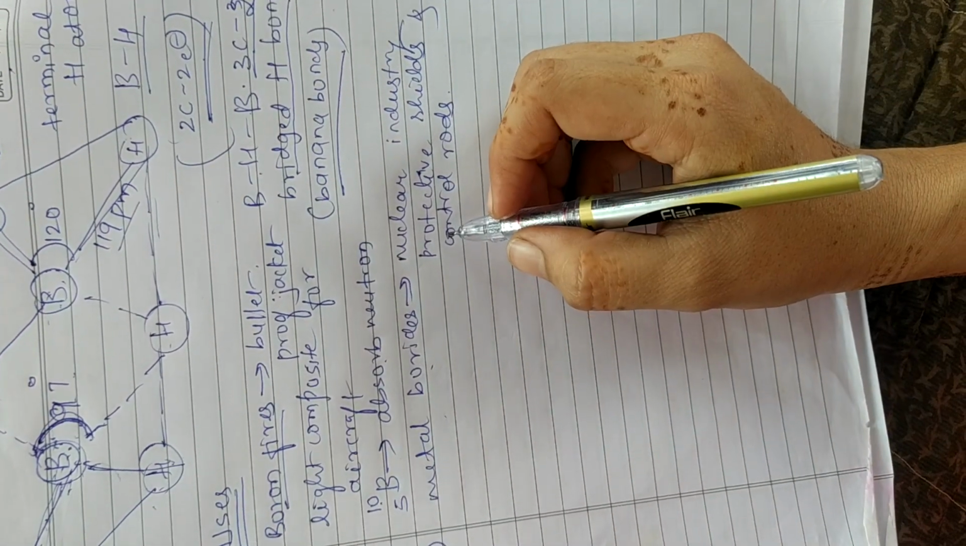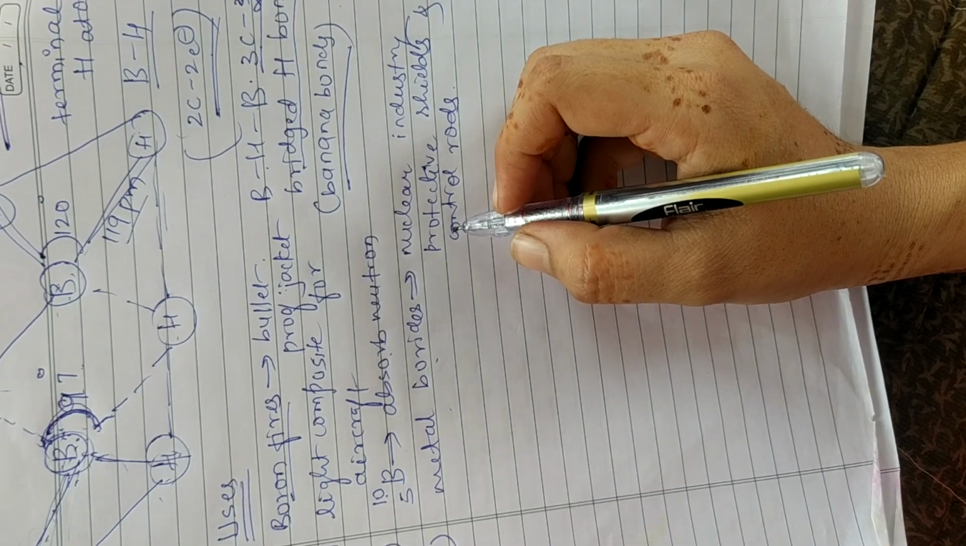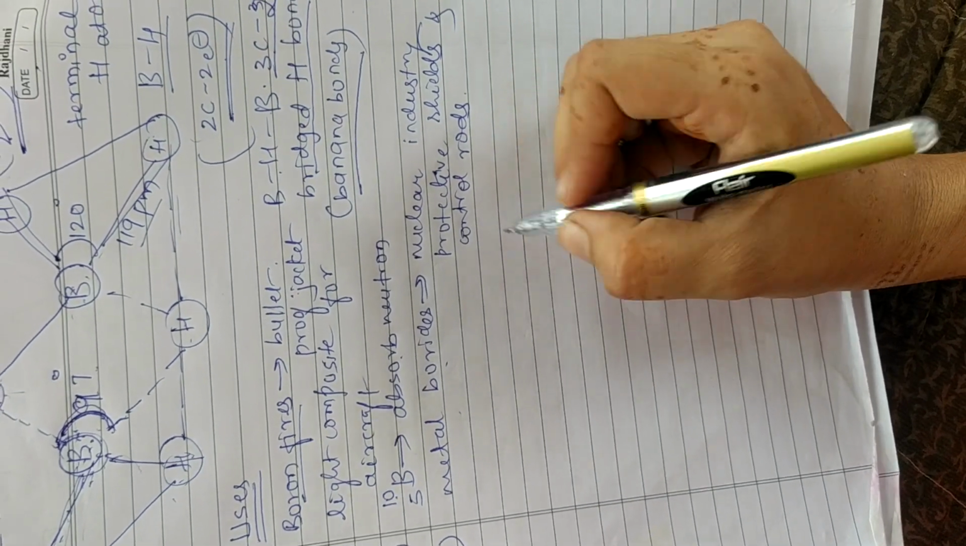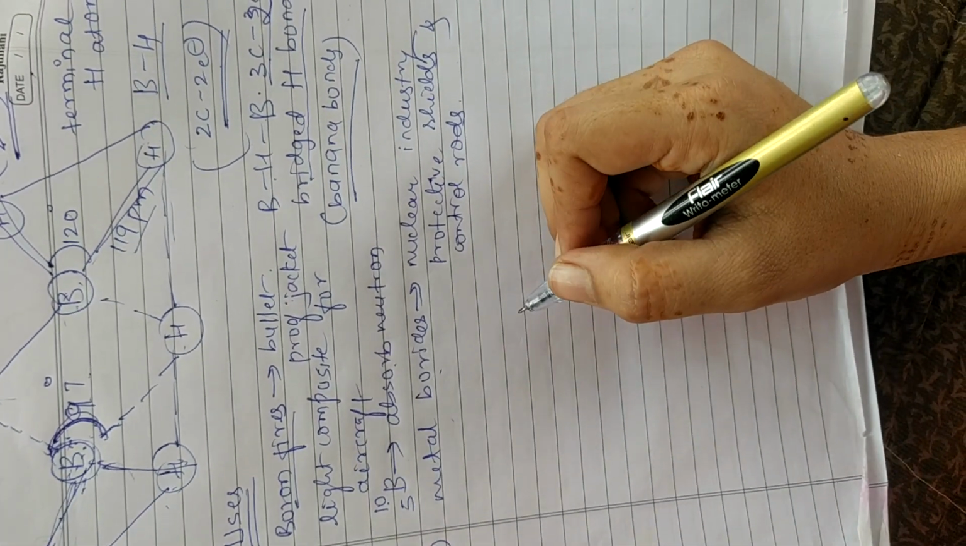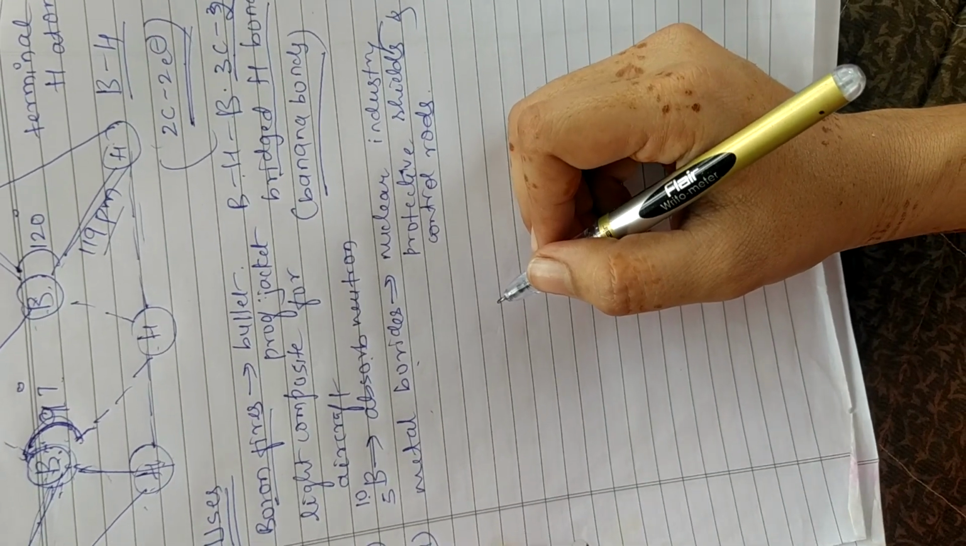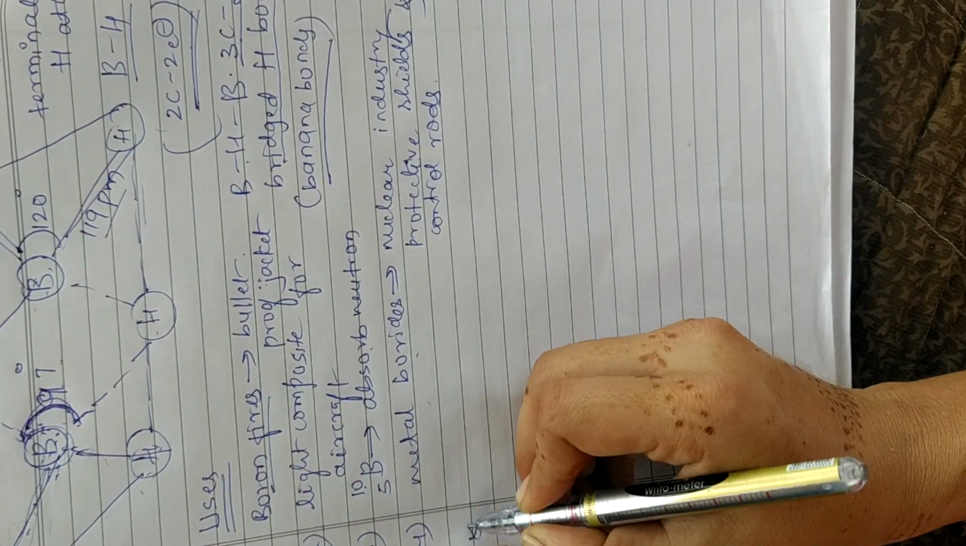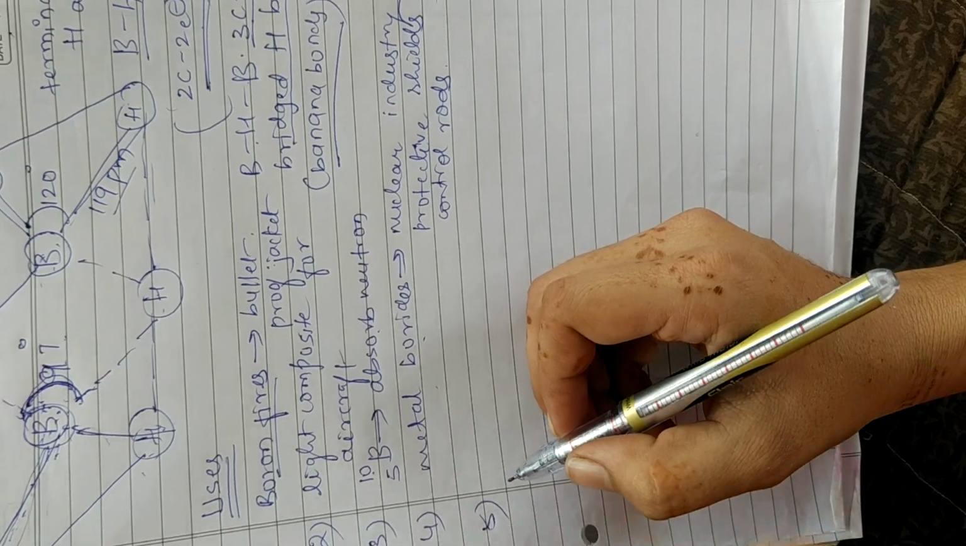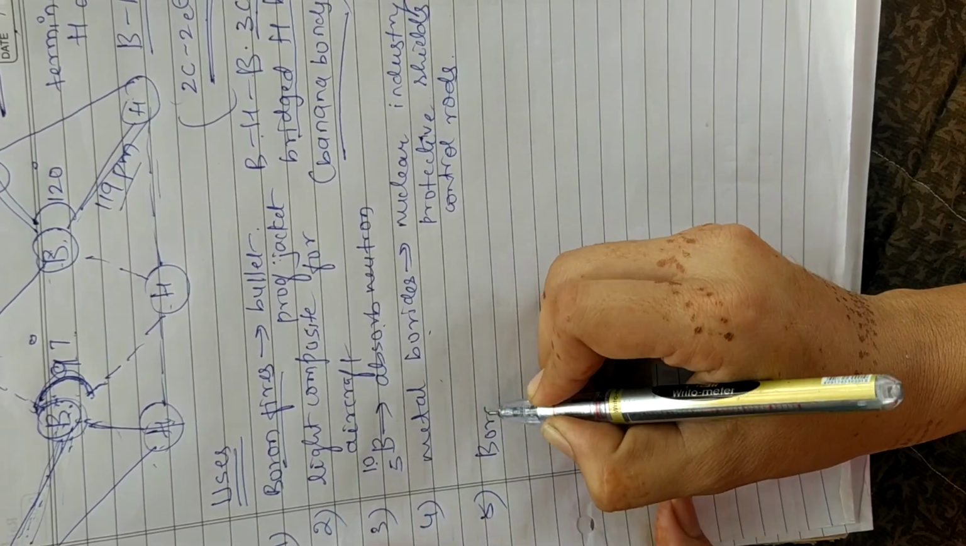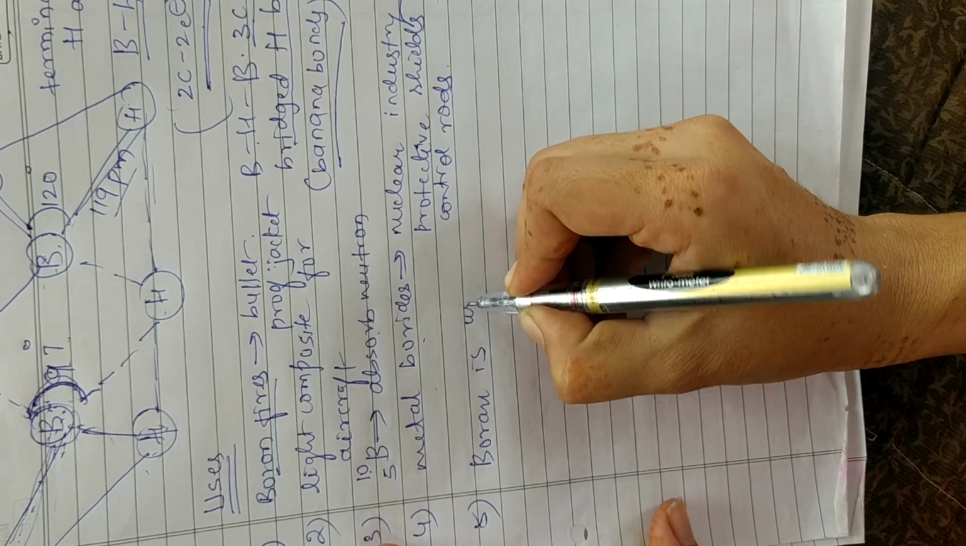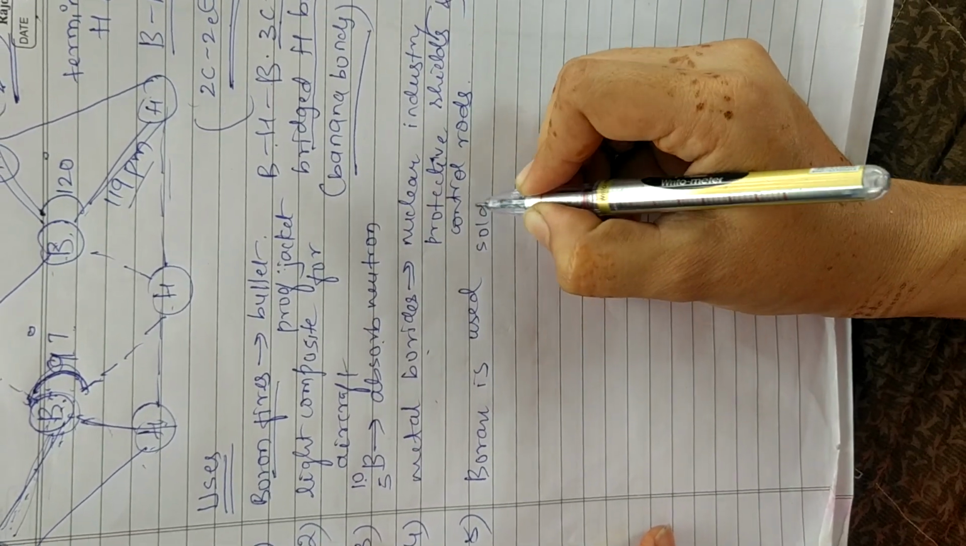In nuclear power plant, they use boron rods because to control the reaction, they use the control rods. Next use, that is borax, is used for soldering material.